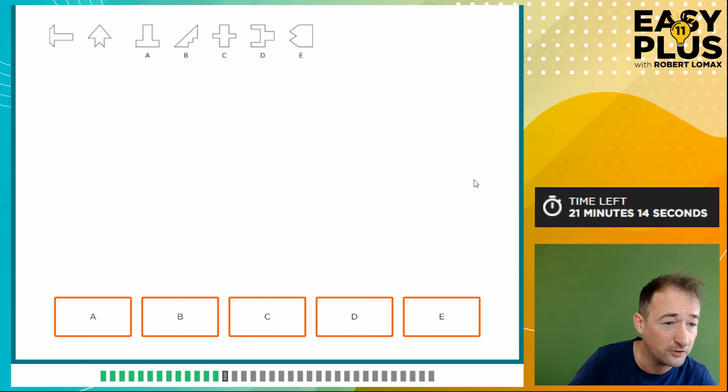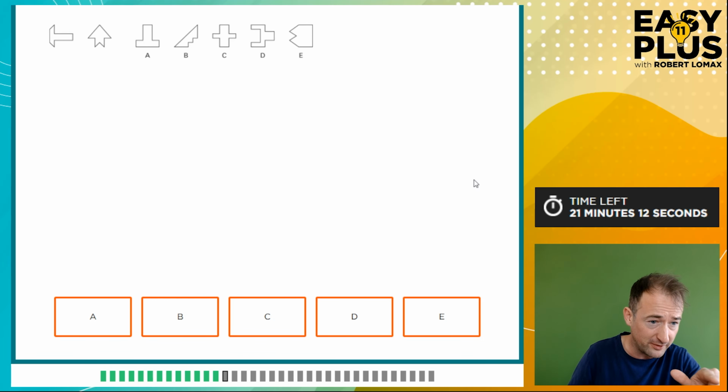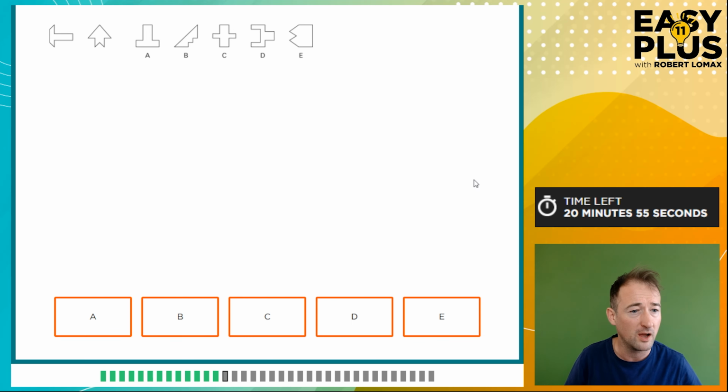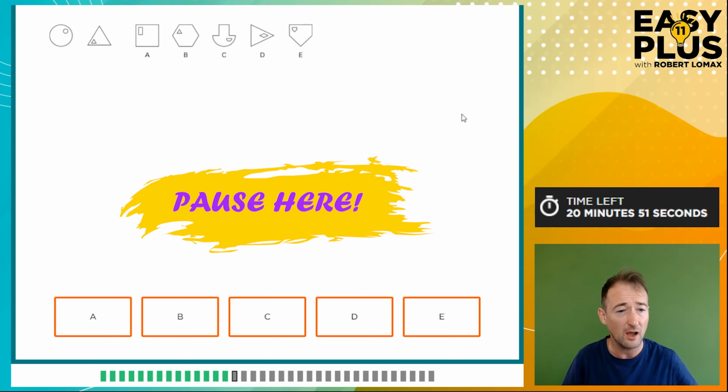A, starting with the top, 1, 2, 3, 4, 5, 6, 7, 8. Okay, do any of the others look like they might be 8? B might be. Okay, top left, 1, 2, 3, 4, 5, 6, 7. C, 1, 2, 3, 4, 5, 6, 7. No, too many. D, 1, 2, 3, 4, 5, 6. Too many. E, 1, 2, 3, 4, 5, 6, 7. Too few. Okay, so A is the answer. 8-sided figures, shapes. Okay, dead simple.